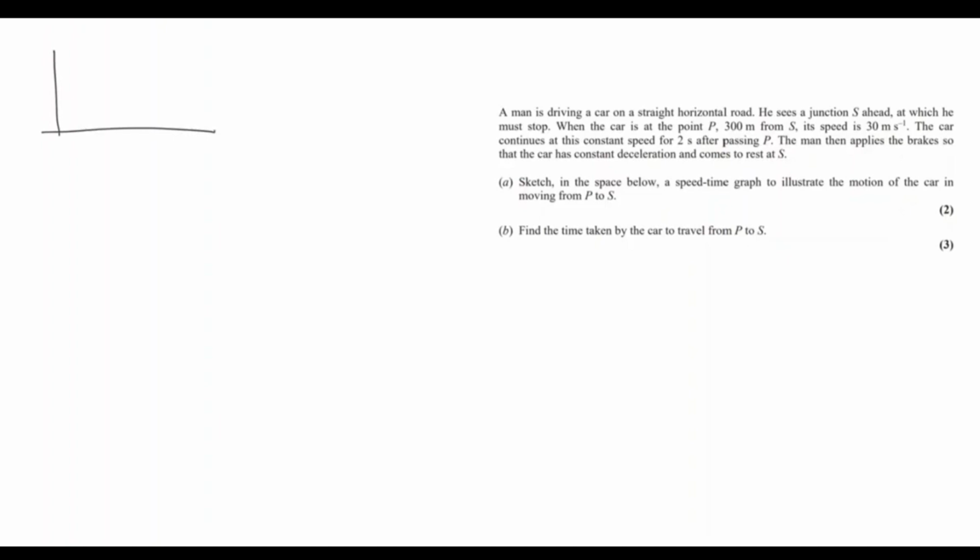As usual, our vertical and horizontal axes, vertical for velocity, horizontal for time. The first 2 seconds, we know we were moving with a velocity of 30. After that, there was constant deceleration until it got to rest. The time period for this constant deceleration is not known, so we're going to label this as t. It's an unknown value of t. And this will be our diagram. That's as much as we can do.